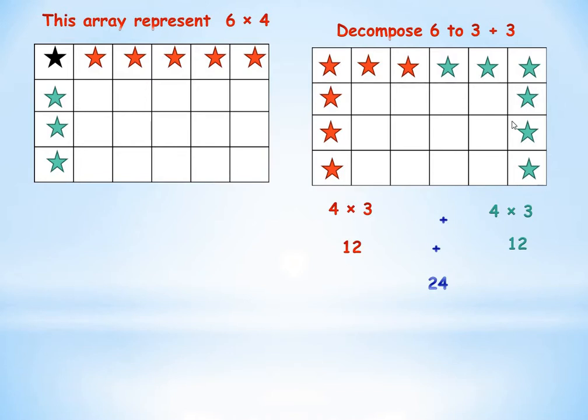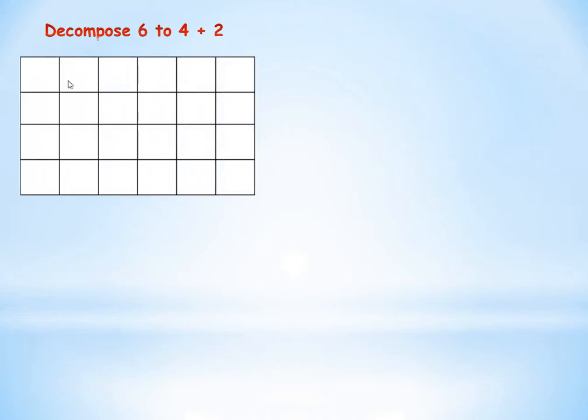Okay, we will take another exercise in the same array, which represents 6 times 4. The small number 4 is never changed, and we will decompose number 6 into another two numbers. We will decompose number 6 into 4 plus 2. This array is 6 in the long side and 4 in the short side. 4 in the first part and 2 in the second part, like this. The first part of the array is 1, 2, 3, 4.